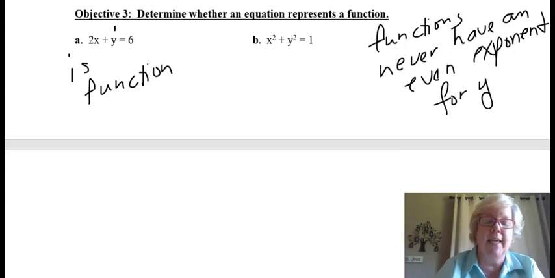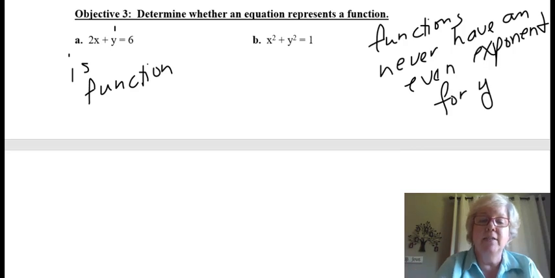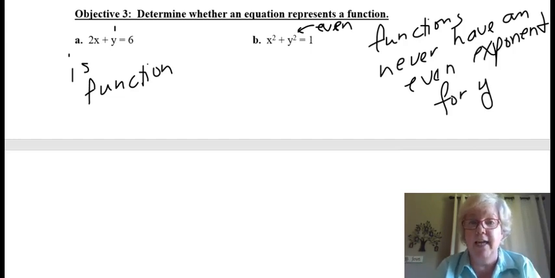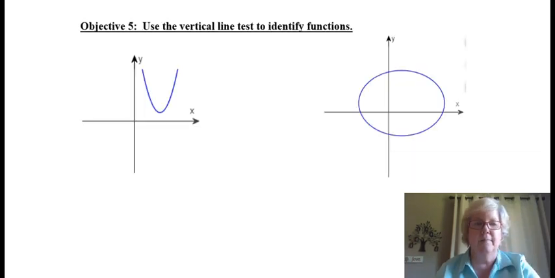However, on my second value here, you may recognize that as a circle equation because both y squared and x squared are present. Since this y has an even exponent though, it would actually fail the test to be a function. So this second example is not a function.